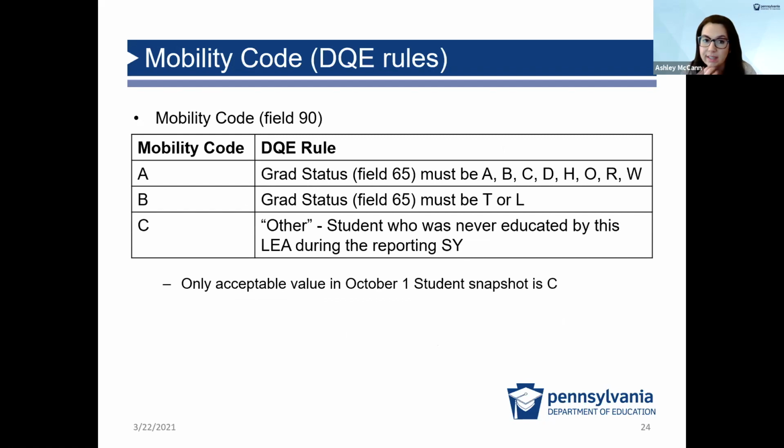There's some DQE rules around these. So for mobility code A, it has to be one of the, I think these are all the dropout codes. Yeah, they're all the dropout codes. And then mobility code B is the transfer codes. So T for another PIMS reporting entity, or L, private school, out of state, out of country, left PA public education. And then C is other, so students who were never educated but have to be reported. The only one that is acceptable in October 1 is mobility code C.